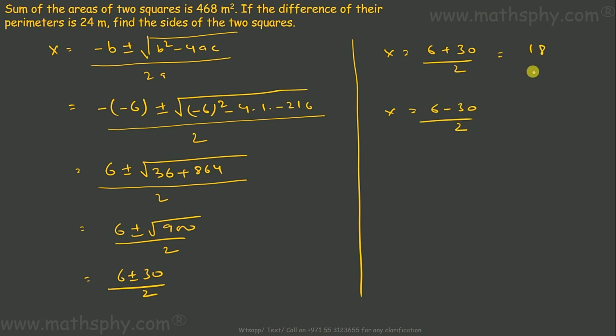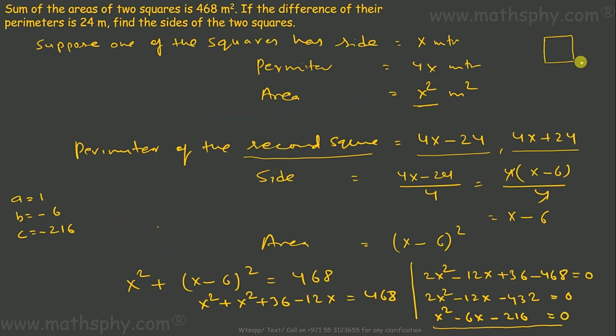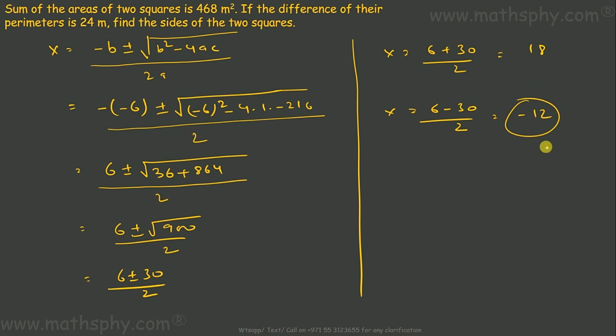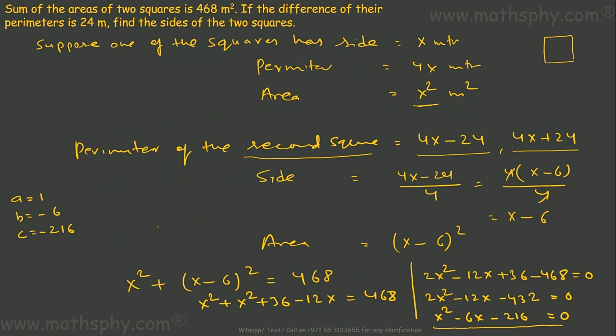So this would be 18 or this would be minus 12. We are talking about length of the square, which can never be negative. So this is wrong. This is not possible. We'll take this x as 18. So this side will be 18 of this square and this would be x minus 6, means 18 minus 6, as 12. That's the answer here. So one of the squares will have side as 18 and one of the squares will have side as 12. That's the answer here. Alright.